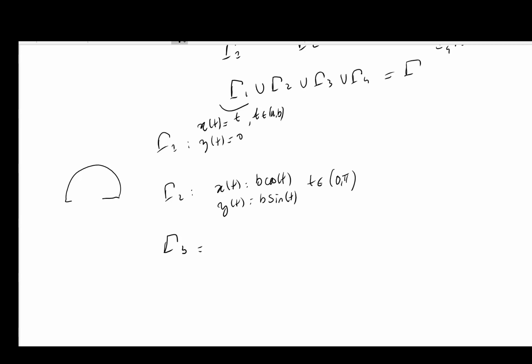Gamma 3 is that straight line from the point, so that was A, B, C, from C to D. So x of t is going to take the t value, and we have to take care, because we have a sense of circulation, we go from C to D. So t takes the values from negative B to negative A, and then y of t is equal to 0.